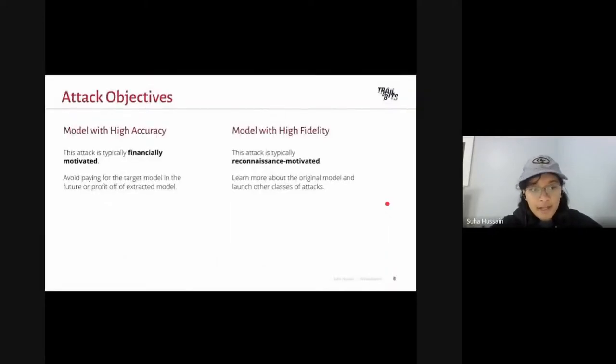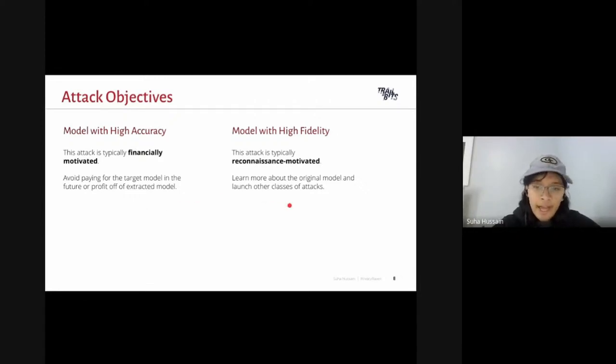The motivations behind model extraction tend to fall into two categories. Adversaries that launch attacks optimizing for high accuracy are usually financially motivated. Having a substitute model means that they can avoid paying for the target in the future, and they can profit off of their own version.